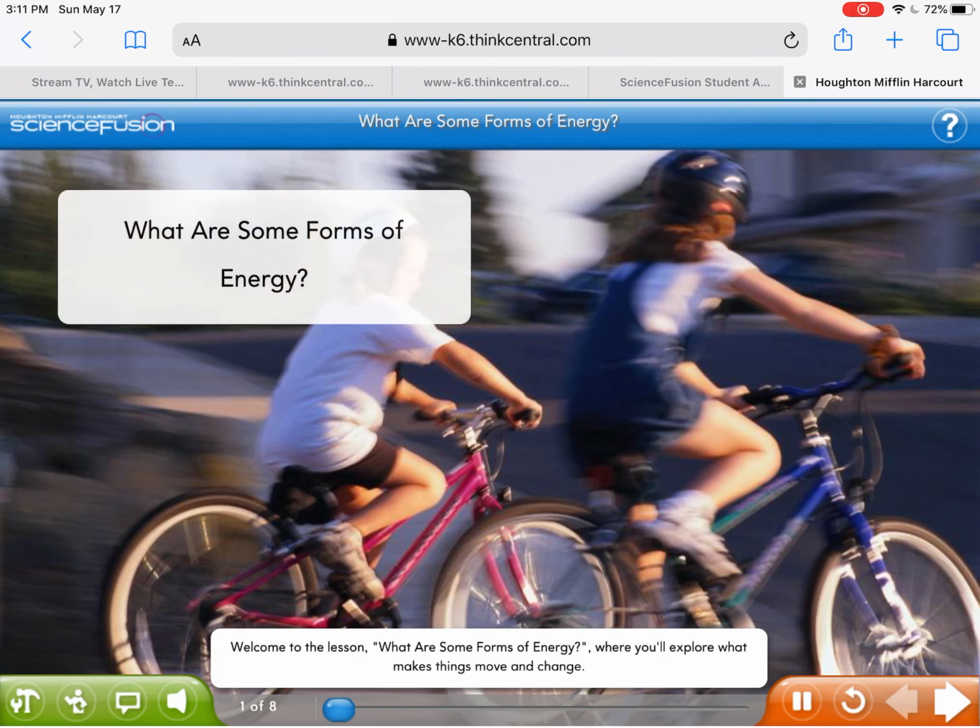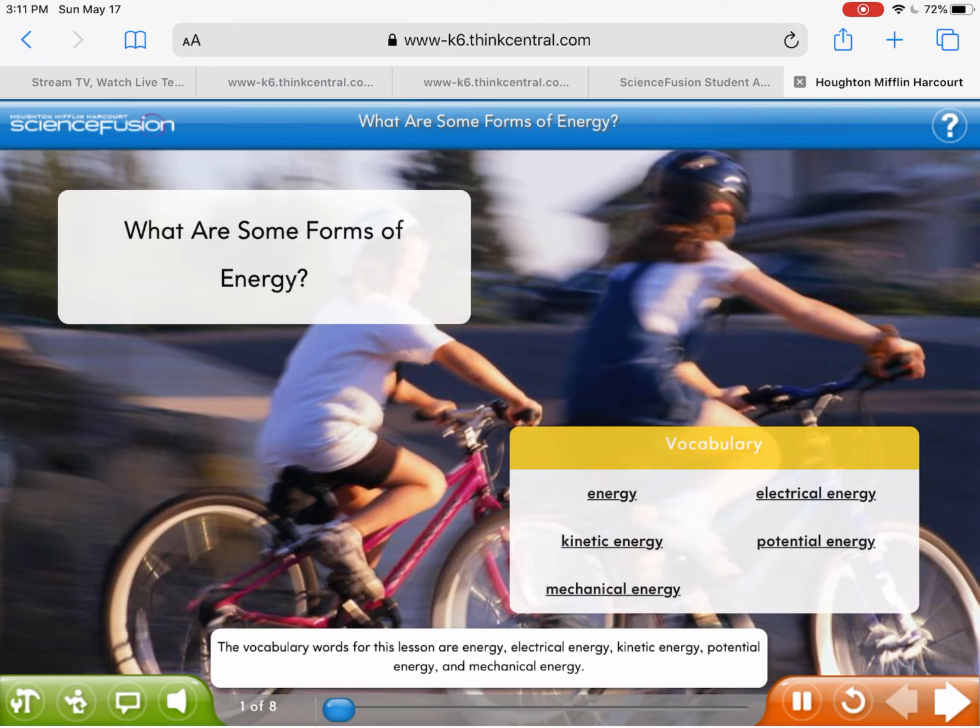Welcome to the lesson, What are some forms of energy? Where you'll explore what makes things move and change. The vocabulary words for this lesson are energy, electrical energy, kinetic energy, potential energy, and mechanical energy. Click each word to learn more about it.